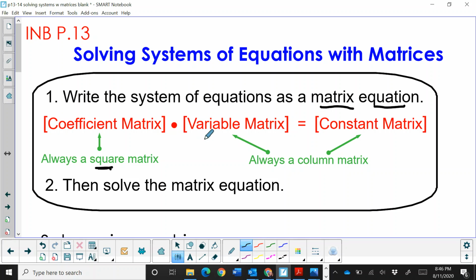You're going to multiply it times a variable matrix. This is always going to be a column of variables, so it's going to go up and down. And you're going to set it equal to the solutions or the constant matrix, and that is also another column. Okay, then we're going to learn to solve it.